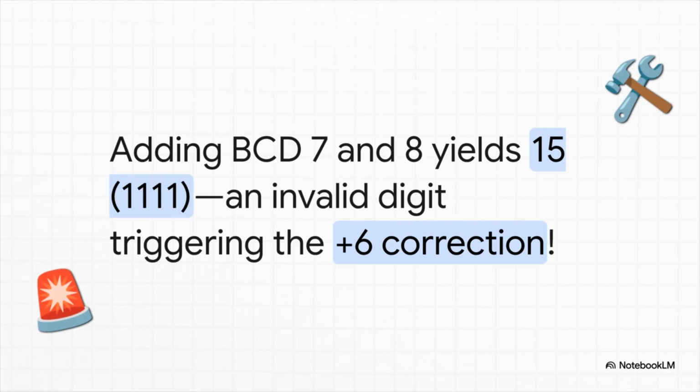When you add that 6, it forces a carryover to the next nibble, leaving you with a 1 in the tens place and a 5 in the ones place. And there you go, validating our perfect BCD 15.